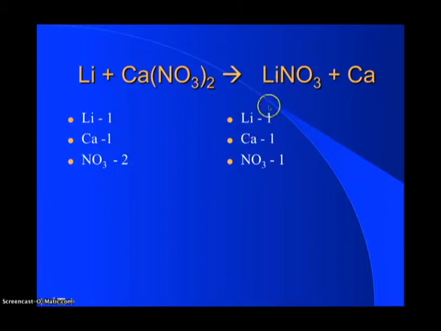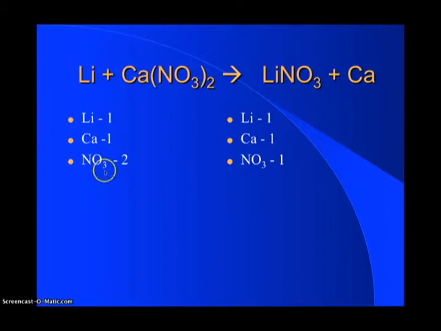Lithium, you have a lithium. Calcium atom, you have a calcium atom. And a nitrate ion, you have a nitrate ion. When you make your list, you need to compare the left side with the right side. If they don't match up, you're probably looking at something wrong. So check to make sure you have the same list on both sides of the reaction arrow.